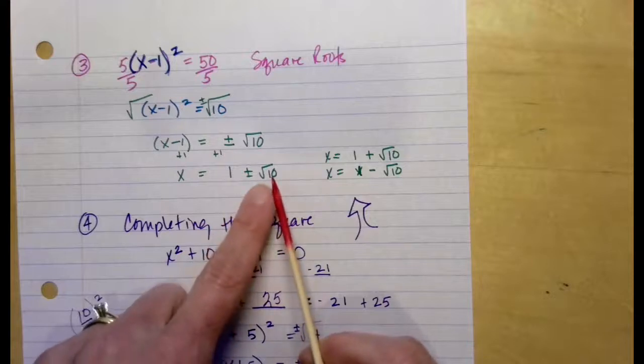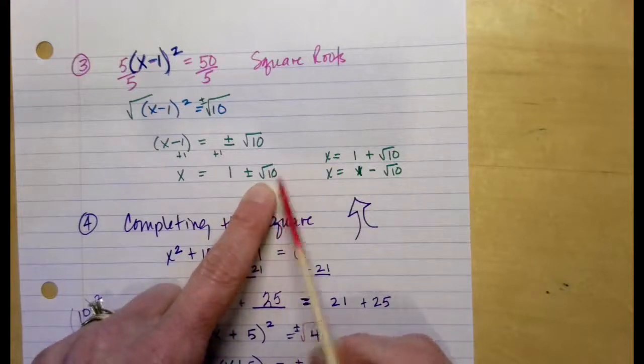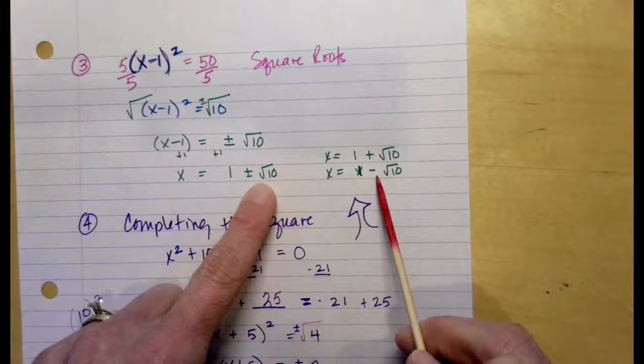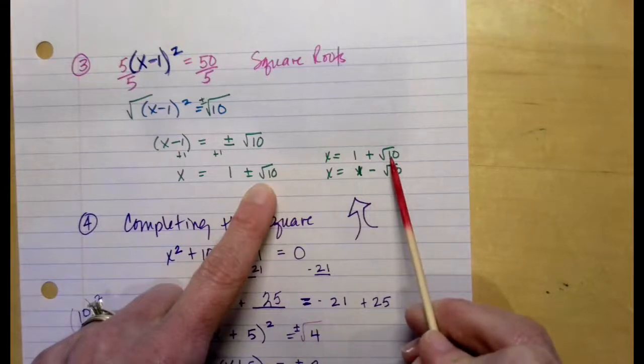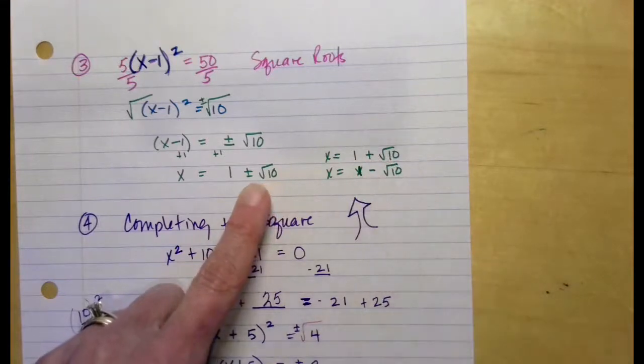If you end up with an irrational value, that's okay. You can just write it as two solutions. X is equal to 1 plus the square root of 10 and 1 minus the square root of 10.